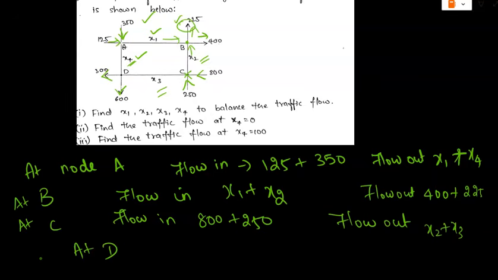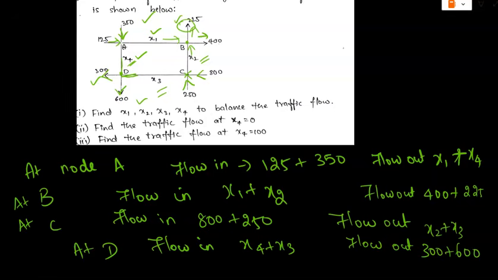At the point D, what is the flow in? What is coming towards D? x4 is coming towards D, and x3 is also coming towards D. So x4 plus x3. And what is going away? After D, we have 300 and 600. So your flow out is 300 and 600.